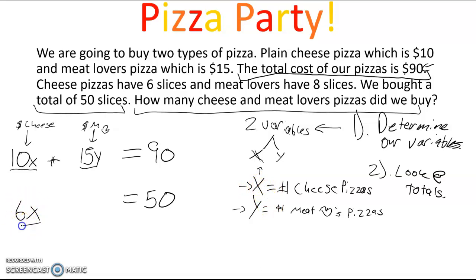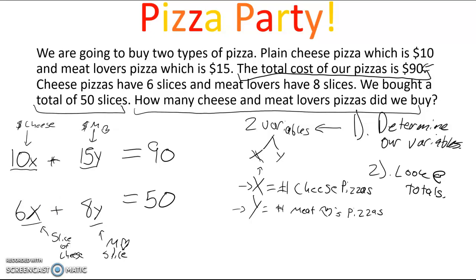6 times X gives me the slices of cheese. And then 8 times Y, that's going to give me the total slices of meat lovers pizza. And remember, the total number of slices, the slices of cheese and the slices of meat lovers combined, is 50. So I'm just going to go ahead and add those together.